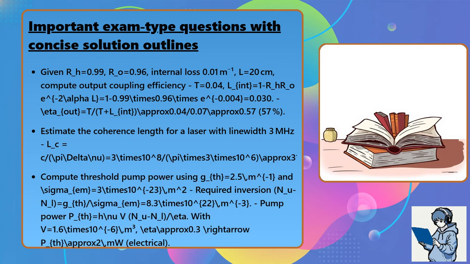Compute threshold pump power using threshold gain G sub TH equals 2.5 per meter, and emission cross-section sigma sub M equals 3 times 10 to the minus 23 square meters. Required population inversion N upper minus N lower equals G sub TH divided by sigma sub M, which is 8.3 times 10 to the 22 per cubic meter. Pump power threshold P sub TH equals Planck's constant times optical frequency times the volume times the inversion divided by efficiency. Using a volume of 1.6 times 10 to the minus 6 cubic meters and efficiency approximately 0.3 gives a threshold power of about 2 milliwatts electrical.